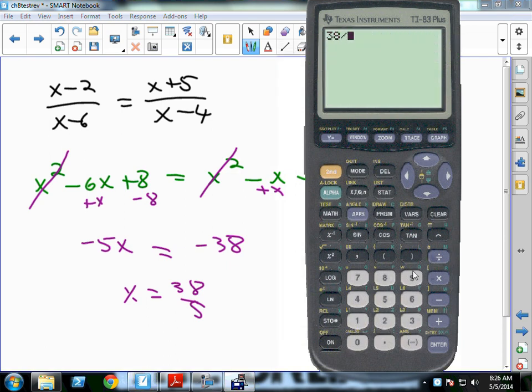38 fifths. Let me store that as x. So I want to know, is x minus 2 over x minus 6 equal to x plus 5 over x minus 4? Does anybody remember how the calculator says yes? It doesn't say yes. It doesn't say true. It doesn't say 0. It says 1 if it's true. There we go. Okay.